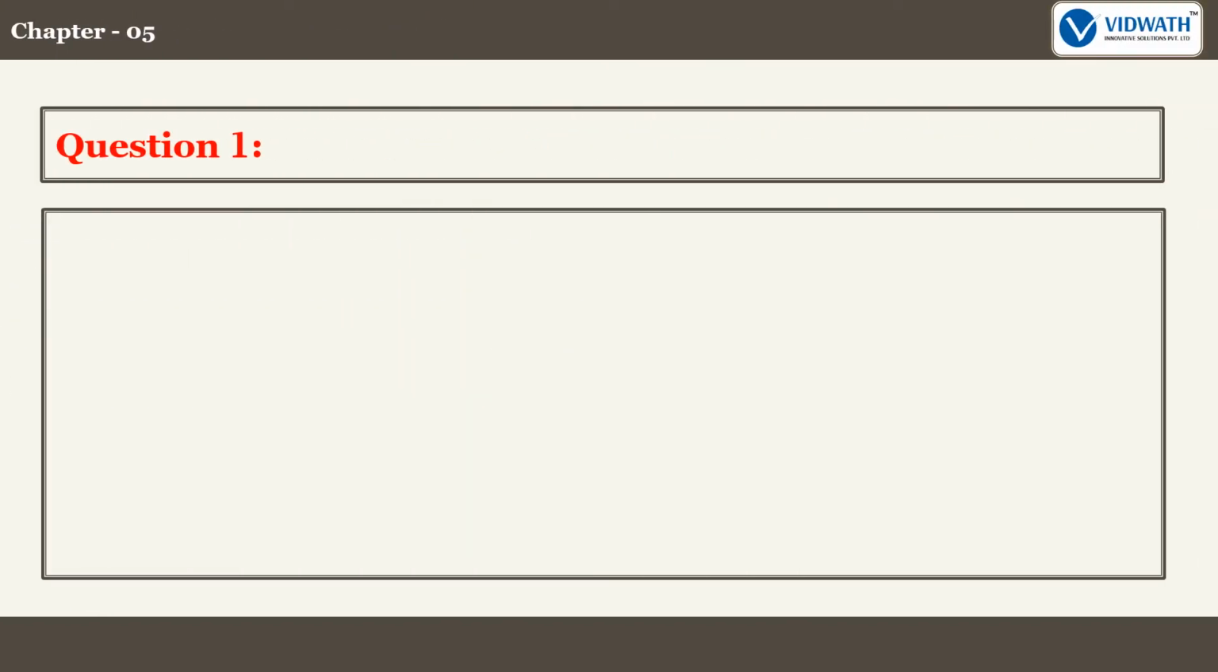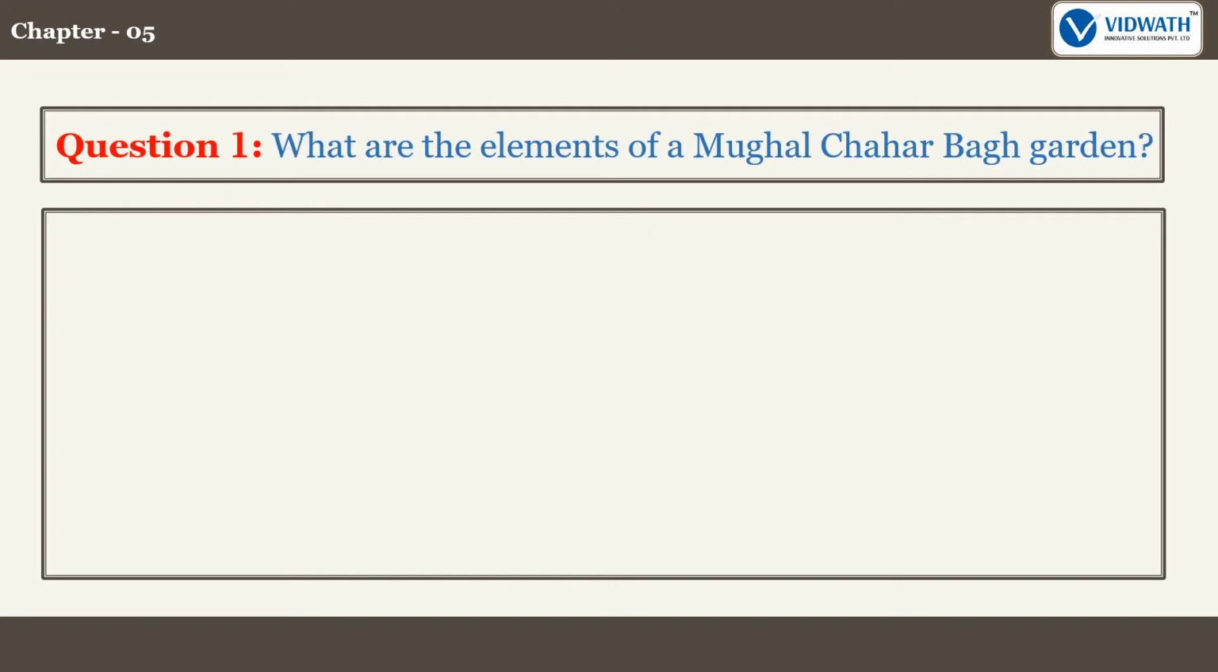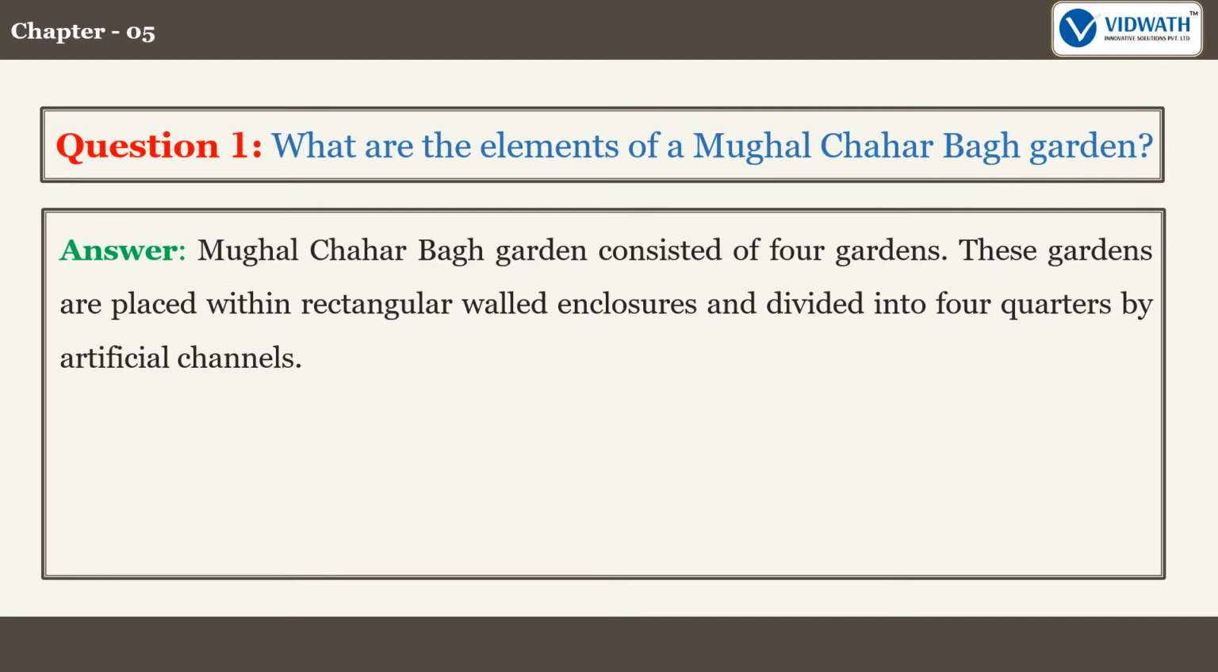Let us now check our understanding. Question 1. What are the elements of a Mughal Char Bagh garden? Answer. A Mughal Char Bagh garden consisted of four gardens. These gardens are placed within rectangular walled enclosures and divided into four quarters by artificial channels.